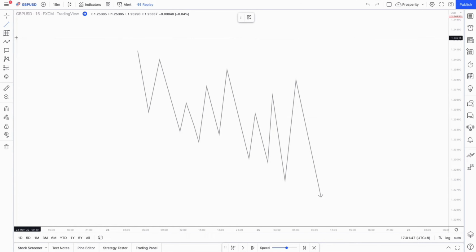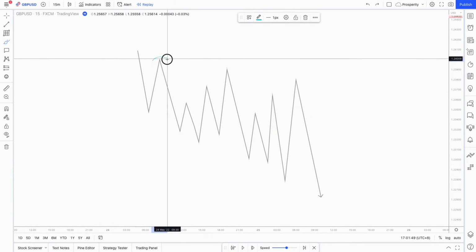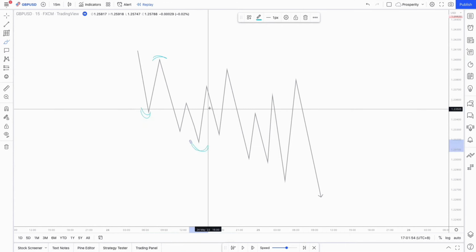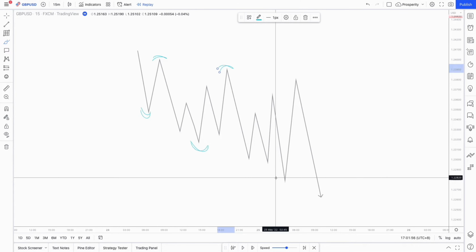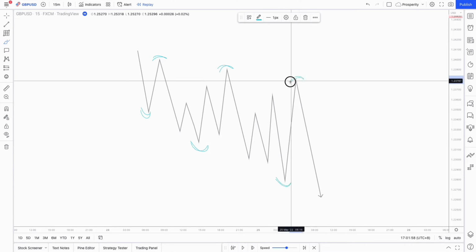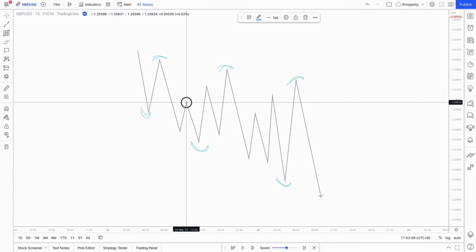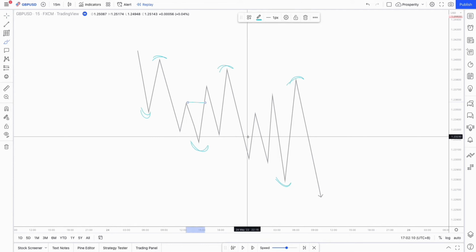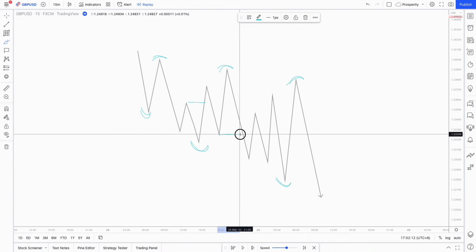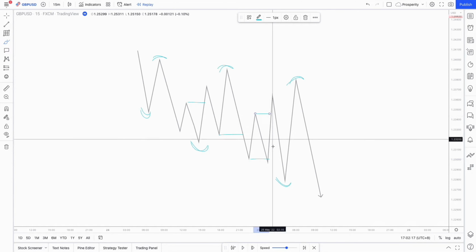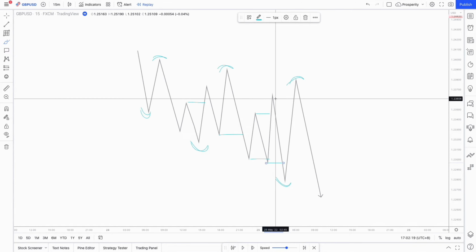You'll see price puts in a high and a low, and a lower low, a lower high, a lower low, and a lower high. That's what successful smart money traders understand as order flow. However, in between those, we have a change of character number one, then change of character number two, then number three, and then another change of character.